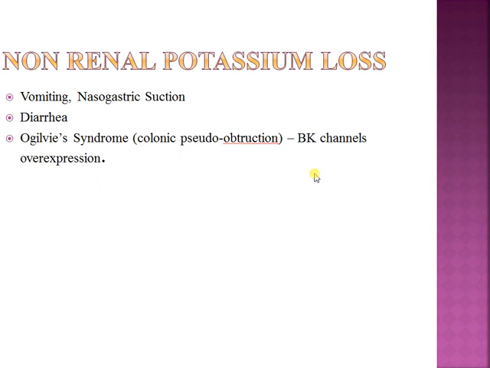So this finishes the renal loss of the potassium. Now let's quickly give an overview on the non-renal loss of the potassium, which will be the GI tract. For example, nausea, vomiting, nasogastric suction, bowel obstructions, diarrhea, Ogilvie syndrome where there is a chronic pseudo-obstruction. Now if you remember these BK channels, I told you they are expressed in the distal nephron and are secreted whenever there is a high urinary flow state. These channels are also found in the colon, and their expression is actually increased in this syndrome, Ogilvie syndrome, and hence that is the reason why these patients get hypokalemic.